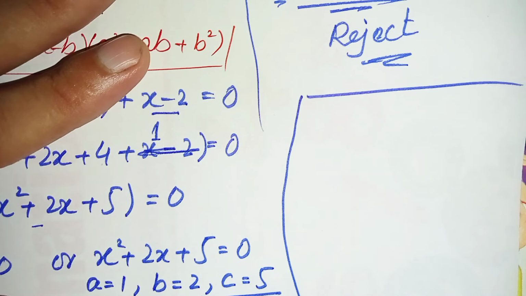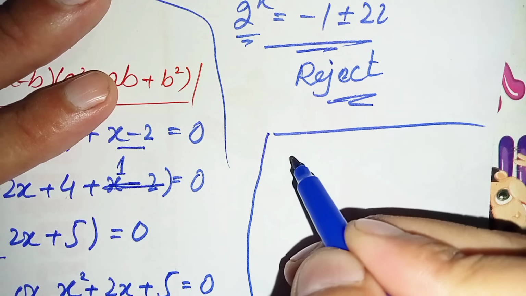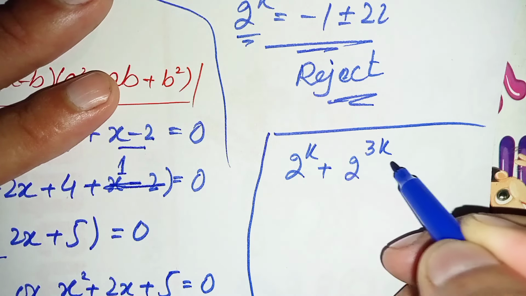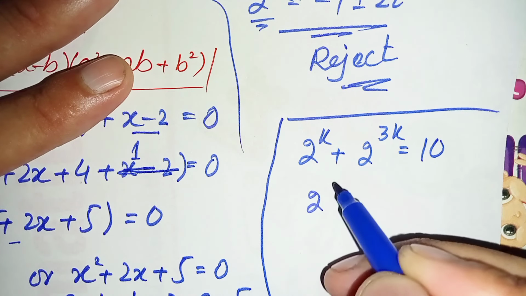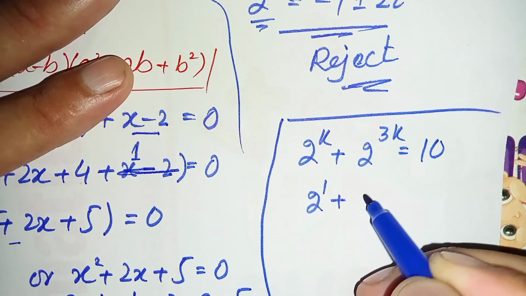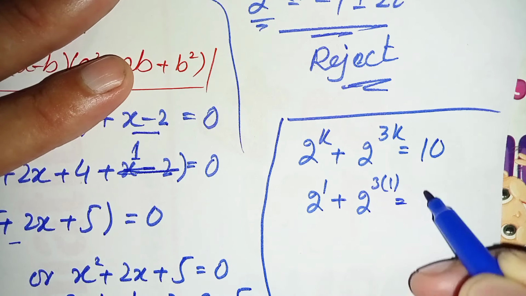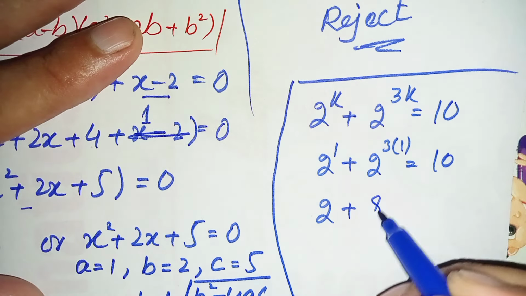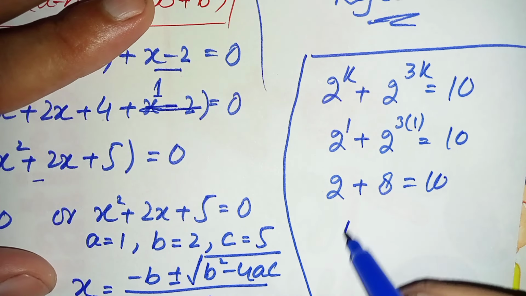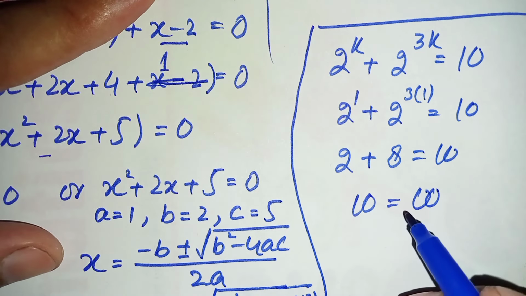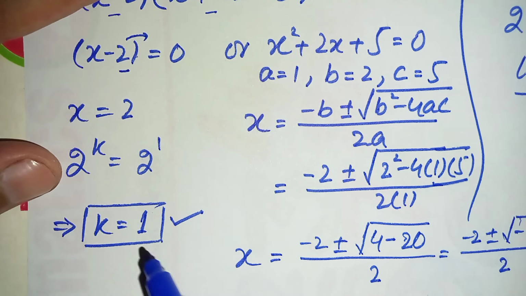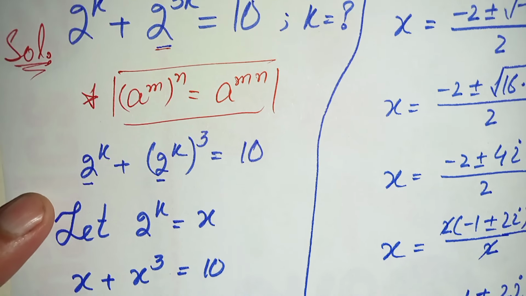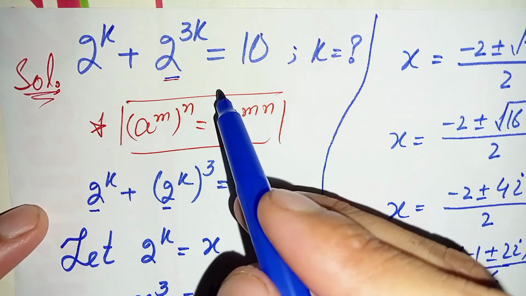Now we will verify that k is equal to 1 is the exact and correct value of k or not. So we will verify it here. Our equation is 2 raised to power k plus 2 raised to power 3k is equal to 10. The value of k is 1. So 2 raised to power 1 plus 2 raised to power 3 times 1 is equal to 10. 2 raised to power 1 is 2, plus 2 raised to 3 times 1 is 3, and 2 raised to power 3 is 8, is equal to 10. 2 plus 8 is 10, is equal to 10. Now since both sides are equal, it means that k is equal to 1 is the exact and correct value of k in this nice and interesting exponential equation.